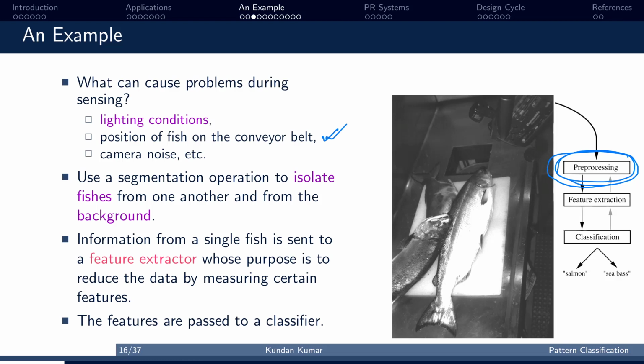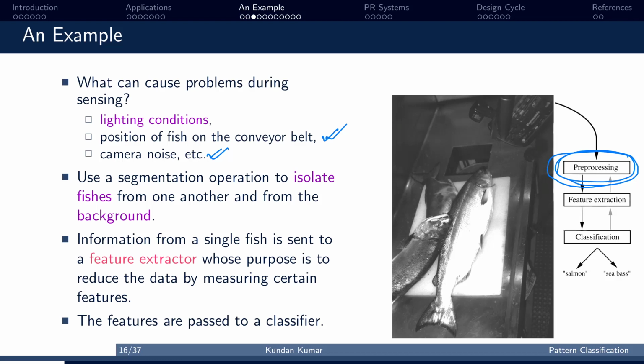From this example, I want to convey what things we should consider when we perform any pattern classification problem. We have to think about what problems may occur and what external factors will affect our pattern recognition system. See, the camera noise itself can affect the performance of the pattern classification system.